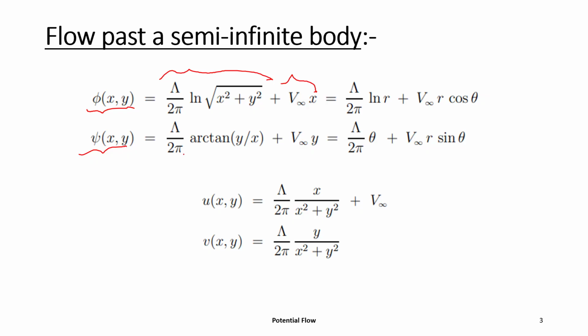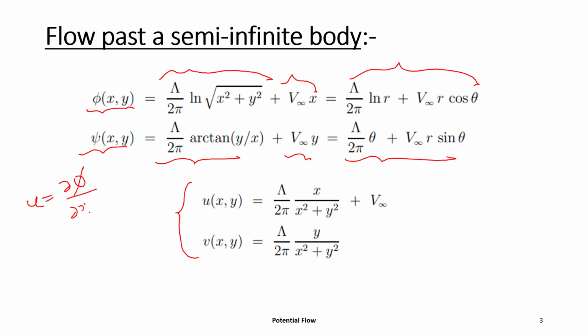Similarly, stream function we can get as the combination of these two, stream function of uniform flow and source flow. These are in Cartesian coordinates and these are in polar coordinates. U and V velocity also we can get directly by adding the velocity for the source and uniform flow, or we can directly take U equal to dou phi by dou x and V equal to dou phi by dou y. Then we will get this.